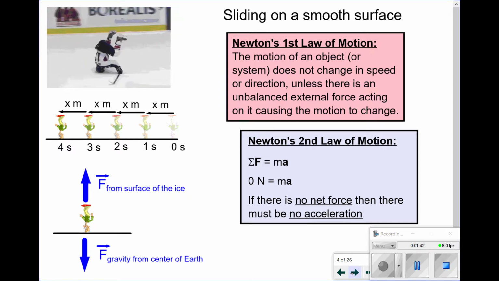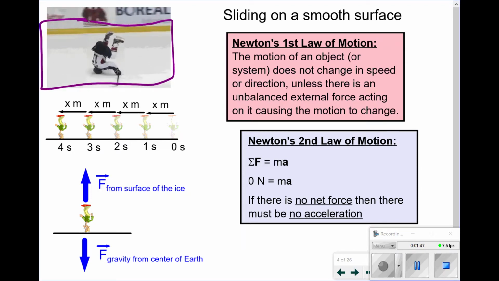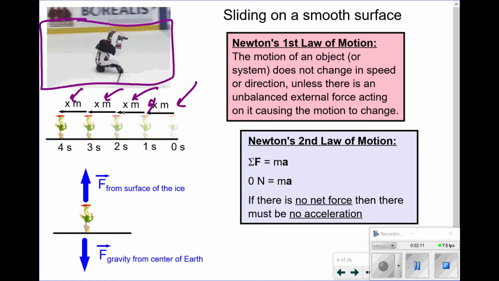So here we have a hockey player who is sliding across the ice, which is very, very smooth. And if there are no forces affecting their motion overall, then their motion remains constant, which is why we say that they will travel the same distance every second. So if they travel a distance of x in 1 second, the next second they travel the same distance, same distance. So if this was 4 meters, it's 4 for all of these, which makes their motion easily predictable.